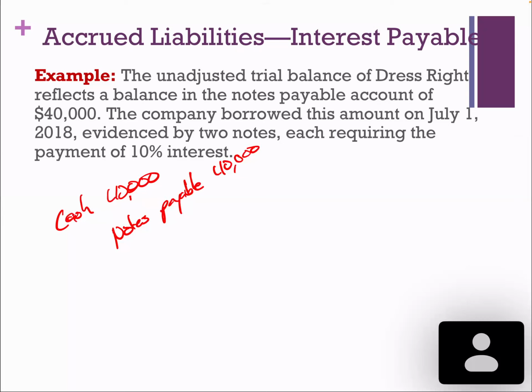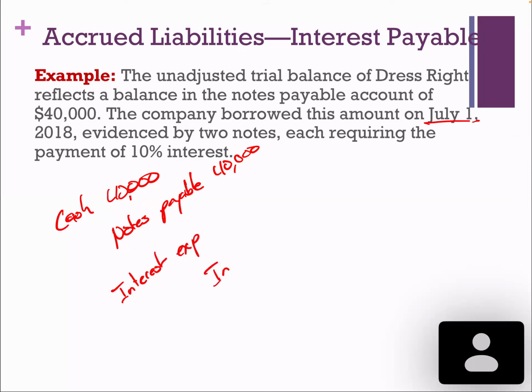Okay, but interest doesn't accrue. Like we don't have to start to record interest expense until time goes by. Well, this was done at the beginning of July. Now we're doing it at the end of July. And so 1 month has gone by. Okay, so we need to record interest expense.